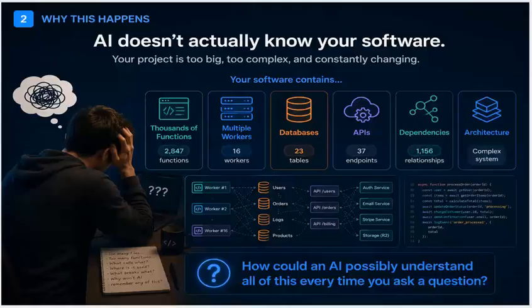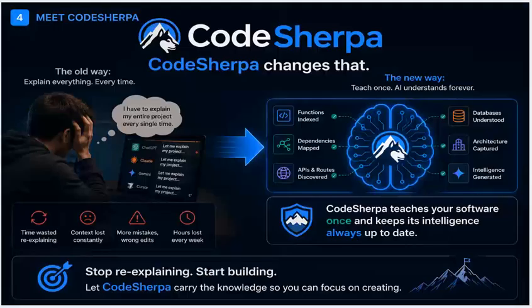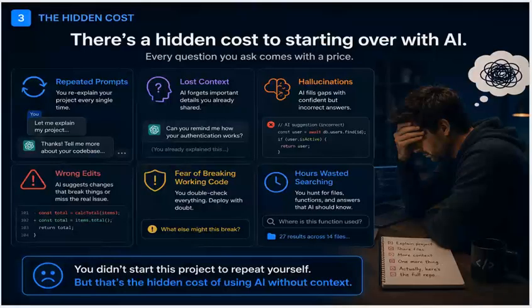Now, your project could be large, complex, and constantly changing. You could have thousands of functions, many different workers or servers that house or handle your code, databases, APIs, all kinds of dependencies. So the problem, of course, is that with large complex projects, the AIs basically just run out of context history. So as you know, there's a cost every time you have to start over with the AI.